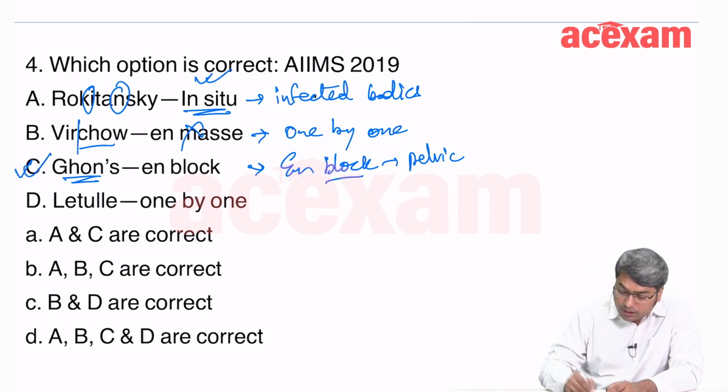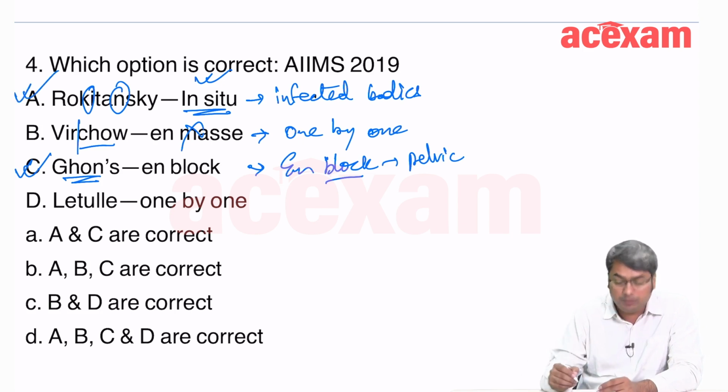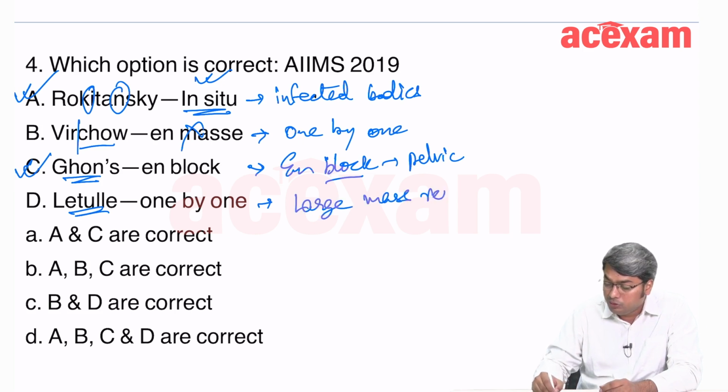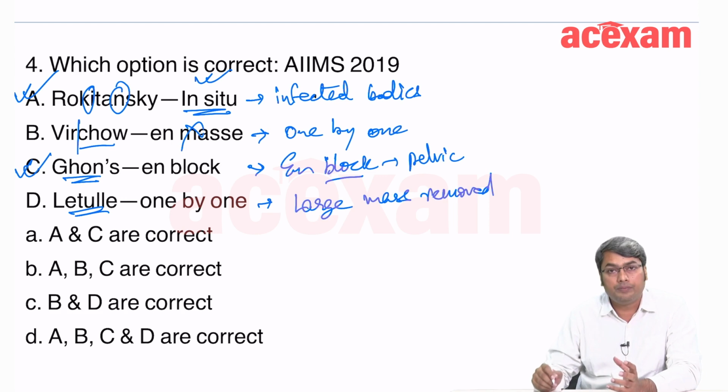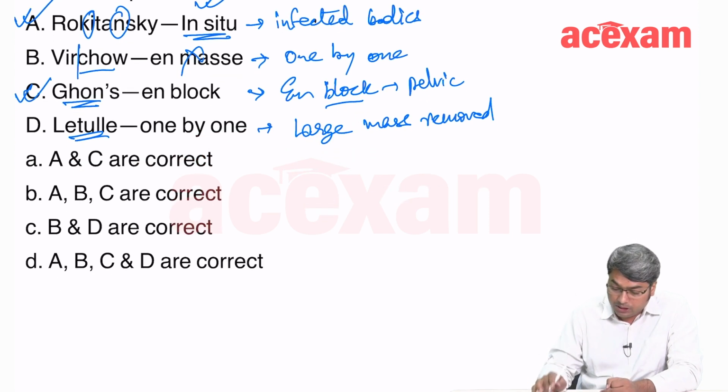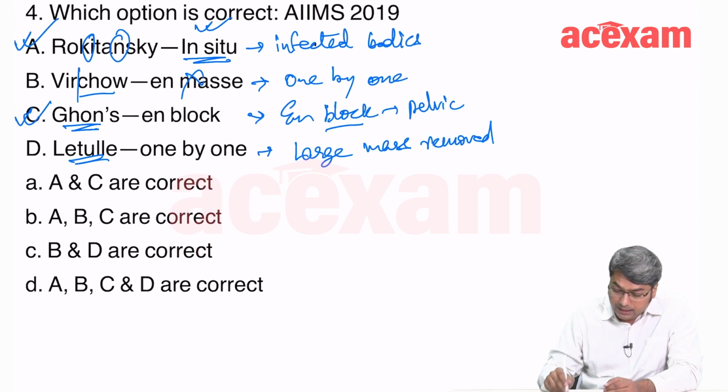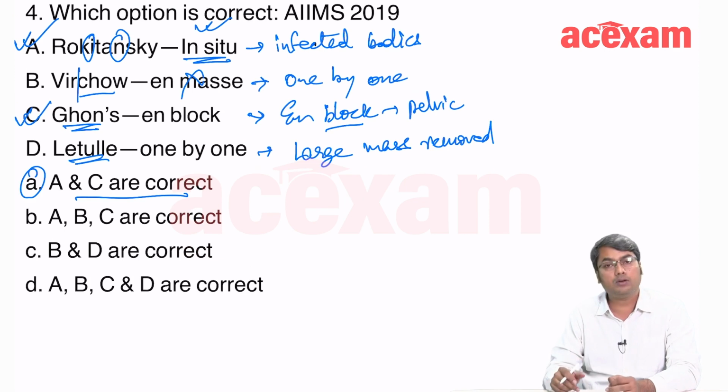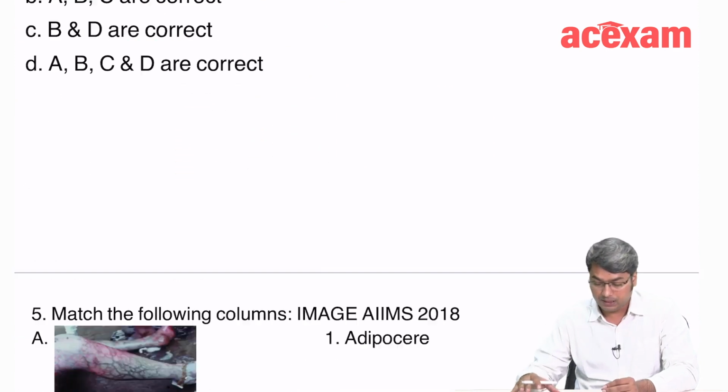So, this is correct and this is also correct, but B is wrong. And what is Letulle's? Letulle's is a large mass removed together. That is known as en masse, right. So, in the options, A and C are correct. This is the answer. Rokitansky and Ghon, these are the correct options.